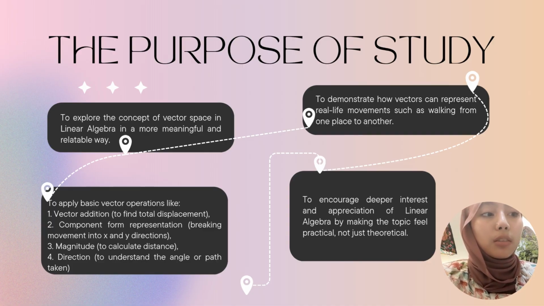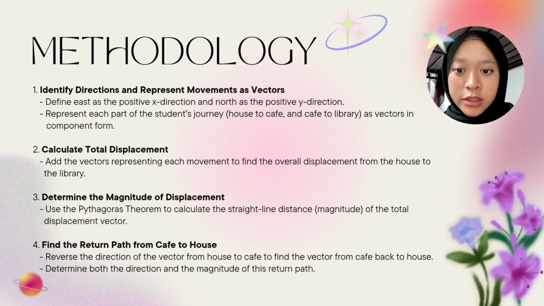handling abstract mathematical structures. For the methodology, firstly we identify direction and represent movement as vectors. Define east as the positive x direction and north as the positive y direction. Represent each part of the student's journey, house to cafe and cafe to library, as a vector in component form. Second, we calculate the total displacement. Add the vectors representing each movement to find the overall displacement from the house to the library.